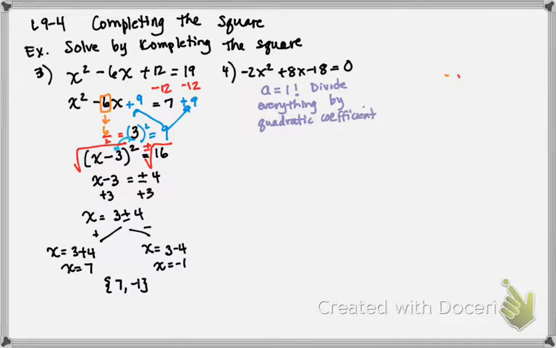Okay, so that's going to look like negative 2x squared plus 8x minus 18 equals 0. And we're going to go ahead and divide everything by negative 2. So that gives me x squared minus 4x plus 9 equals 0. Okay? So then we're going to go ahead and get the constant over to the other side. So all I'm left with is the quadratic term and the linear term.